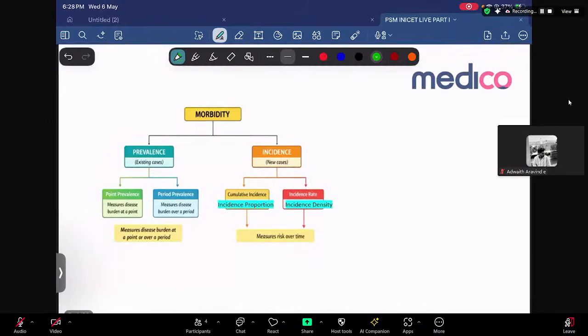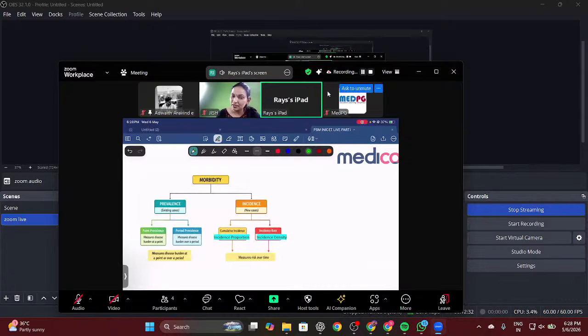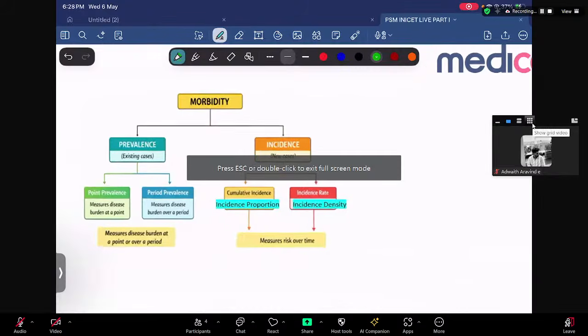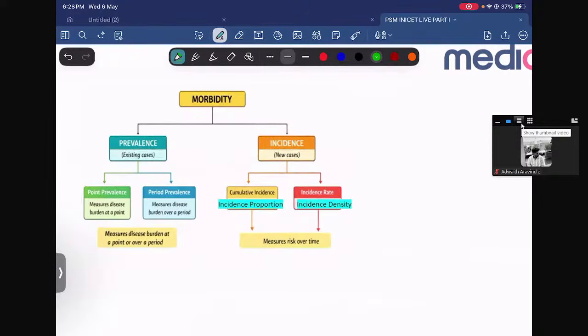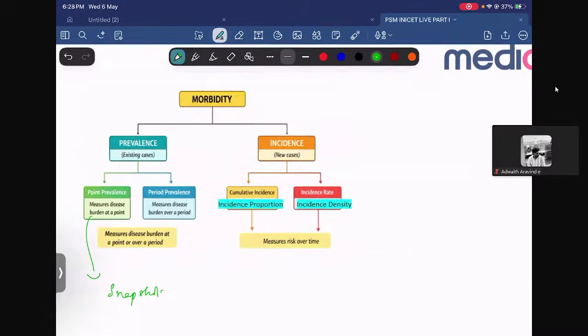So this is what we were talking about. Morbidity, quickly. Prevalence is there, incidence is there. Prevalence is the existing cases. Incidence calculates only the new cases. Again, prevalence can be of two types. One is point prevalence, which means you're measuring the prevalence at a particular point. Point prevalence is just like taking a snapshot. If I take a photo now, how many people are having that disease at that particular time, in that photo, that gives you the point prevalence. It is the existing cases at a point divided by the total population you're capturing, that is the denominator. So that is the point prevalence.